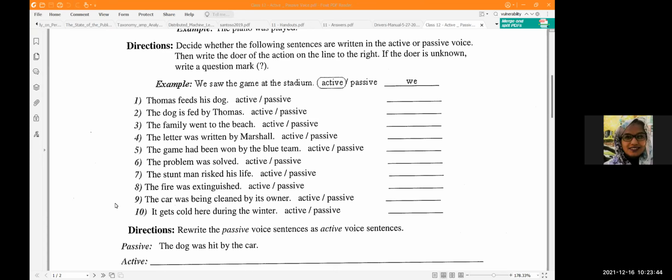Number 5, the game had been won by the blue team. It's passive, and the doer is the blue team. Your turn. Let's continue. Number 6, was solved. Active? The problem. No, it's passive. Yes, this one has no doer.